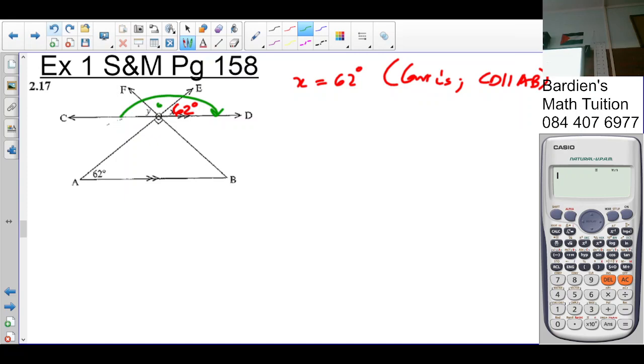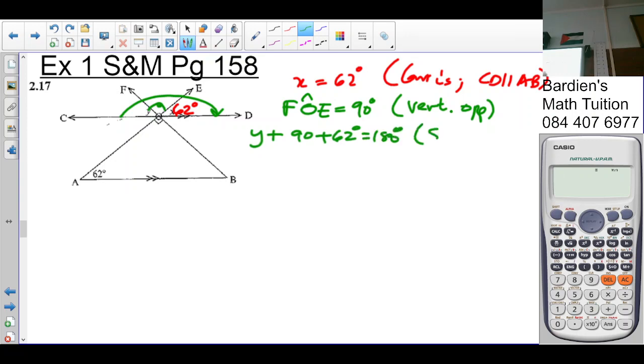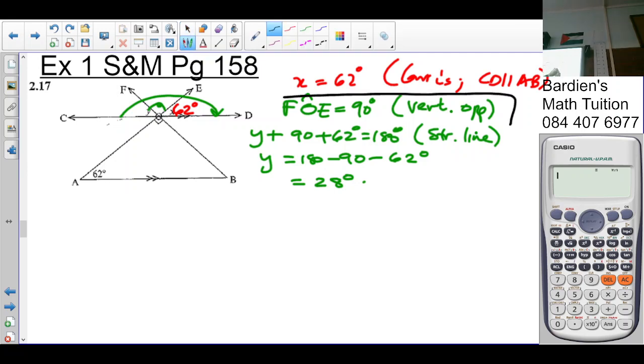So before we go on to the angles on a straight line, we say angle OE... You see that O there means that this vertex here is O. You guys understand? You were confused there, so you couldn't name it properly. So angle FOE is equal to 90. Y is vertically opposite. Now we can say Y plus 90 plus 62 equals 180. Why? Angles on a straight line. So y is equal to 180 minus 90 minus 62, which is 28. Remember, if you leave this out, you're going to lose a mark or 2 marks. So very important to write that.